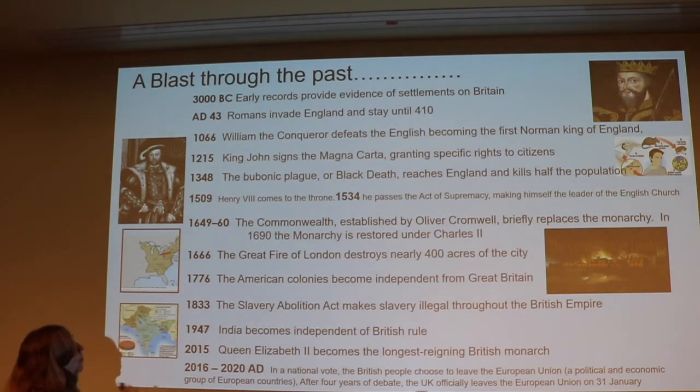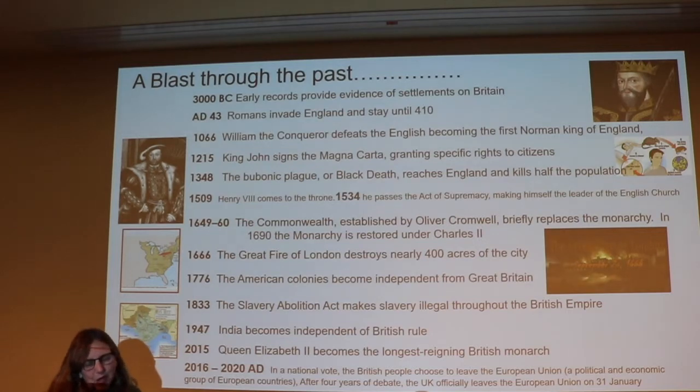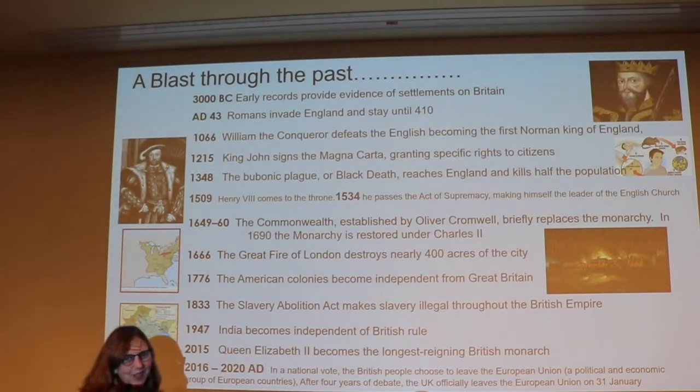A trip through the past. As early as 3000 BC, there's evidence that people were living in the land that is now Great Britain. In AD 43, the Romans invaded. In 1066, William the Conqueror defeated. In 1215, King John was the king at the time, and he signs a very important document called the Magna Carta. We'll talk about that shortly.